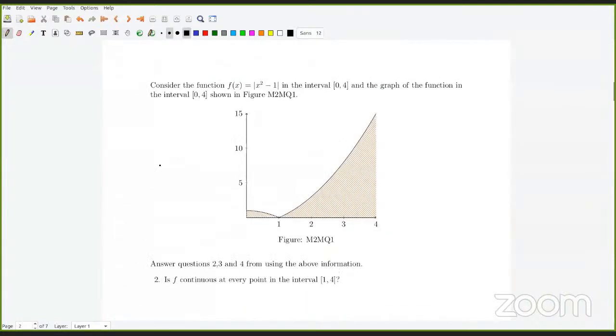This type of question is already given in the mock. So we are considering the function mod of x square minus 1 in the interval 0 to 4. Here the graph is also given, and you have to check whether f is continuous at every point in the interval 1 to 4 or not. First tell me how we can define this function f(x) equal to mod of x square minus 1.